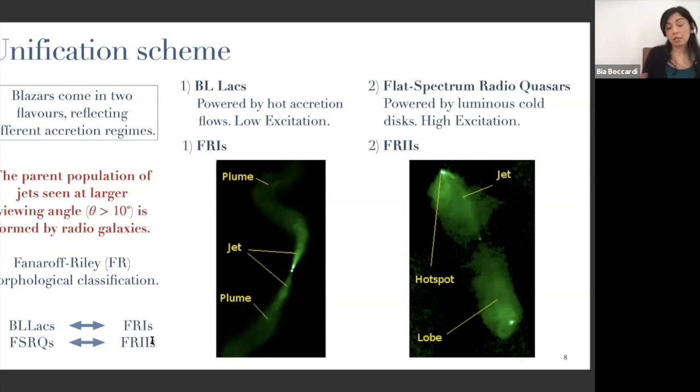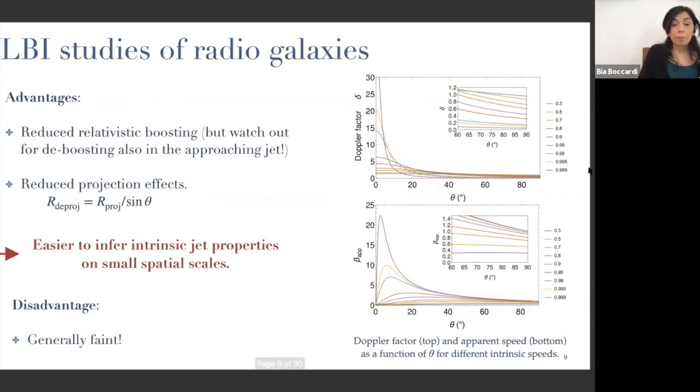So this is in a simplified scenario. Of course, there are exceptions. For instance, there are several sources with FR2 morphology that instead harbor low excitation nuclei. I will come back to this also later. So, what are the advantages and disadvantages of studying radio galaxies with VLBI?